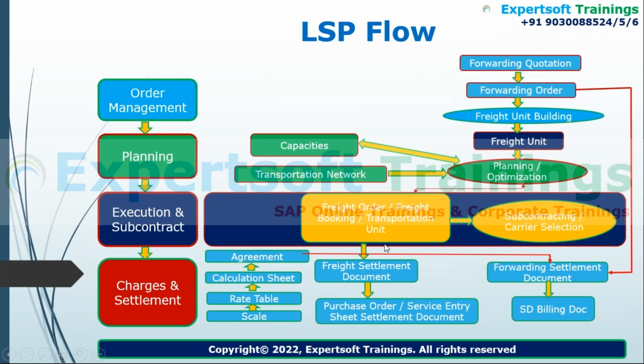So there are two processes. One is a payable process, where DHL is outsourcing its operations to a third-party carrier and has to pay them for their services. Another is called a forwarding settlement. This is the receivable process, where he is receiving the amount from the customer. Once charge calculation is done from the forwarding order, you can create a settlement document and trigger a billing document in ECC, because this is the receivable.